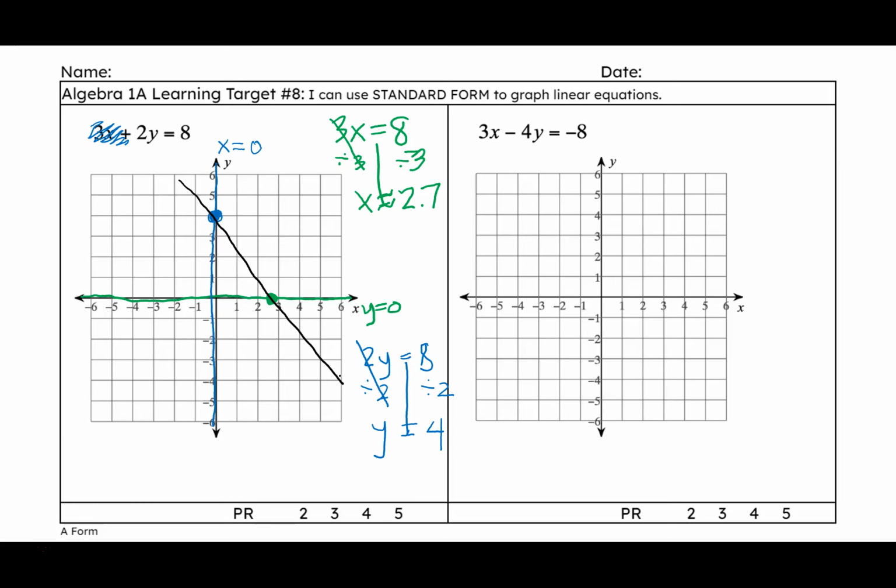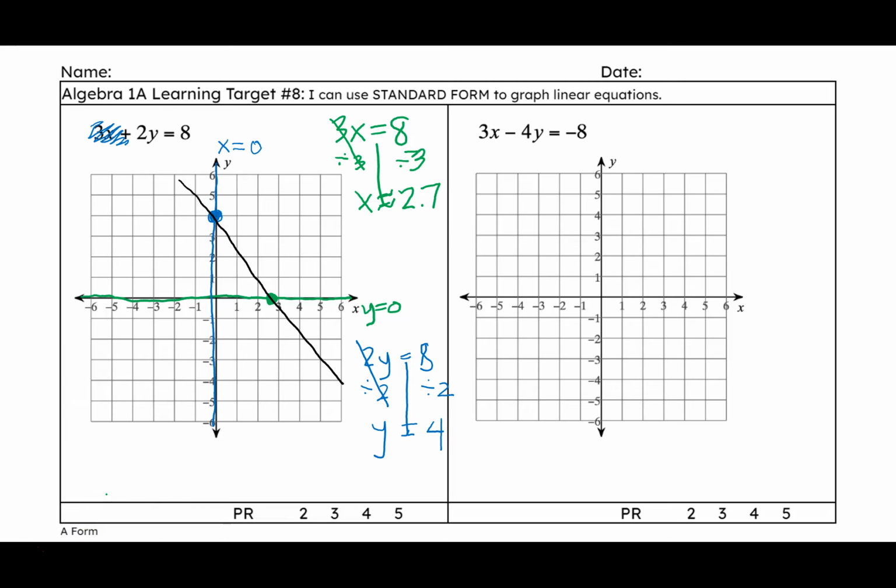And there you go. So you could later find out that your y-intercept was 4 and what the slope is, but you don't really need to do that. You can use these x and y intercepts to solve for x and y on those axes, and then just draw your line that way. Let's try it again for the next problem.